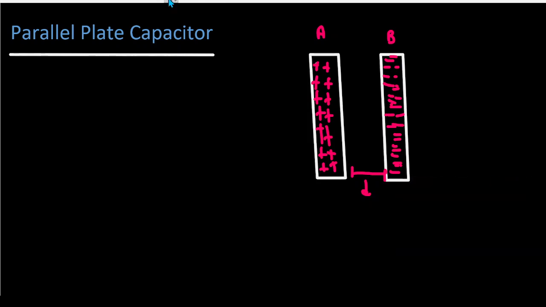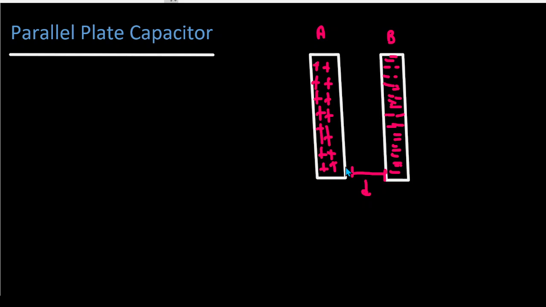So what is generally a parallel plate capacitor? I have a diagram of a parallel plate capacitor. It is made of two isolated conductors that carry positive and negative charges, such that the magnitude of charge is equal on both plates, and they are separated by a very small distance d. Remember, the distance d should be very small with respect to the size of the two parallel plates. This is our criterion, and this is the basis of the parallel plate capacitor.